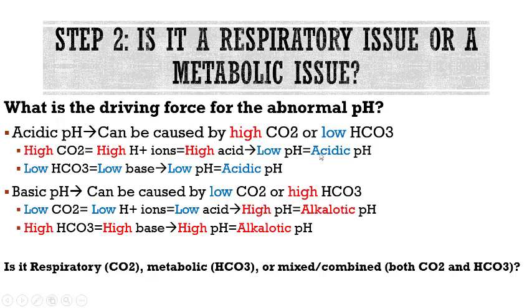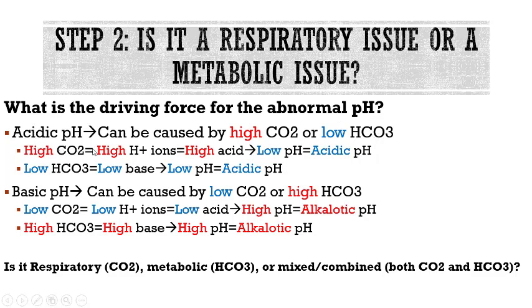Your second step is to figure out, is this a respiratory issue or is this a metabolic issue? So the PaCO2 is your respiratory side. The bicarb, or HCO3-, is your metabolic side. So what is the driving force for the abnormal pH? So if you have an acidic pH, which is that less than 7.35, it can either be caused by a high CO2 or a high acid, or it can be caused by a low bicarb or a low base.